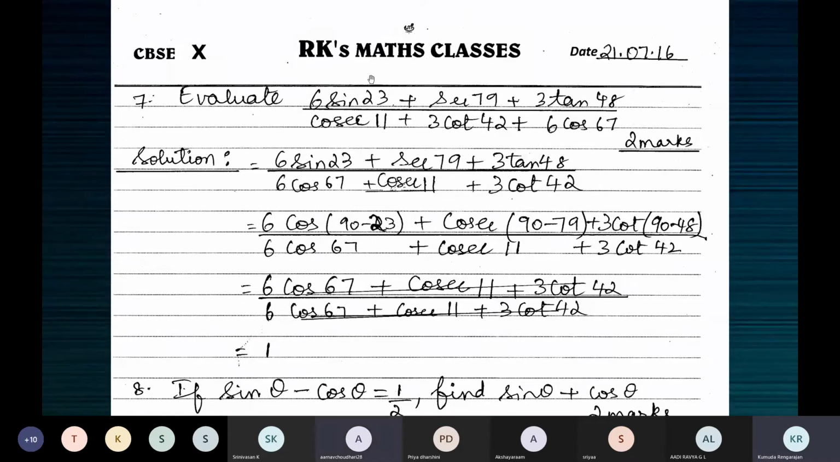So like that, you can see in the numerator sine 23 degrees, denominator cos 67. This 23 and 67 add to 90. Like sine 30 degrees, cos 60 degrees, their values are the same. Sine, cos, 30 plus 60 is 90.